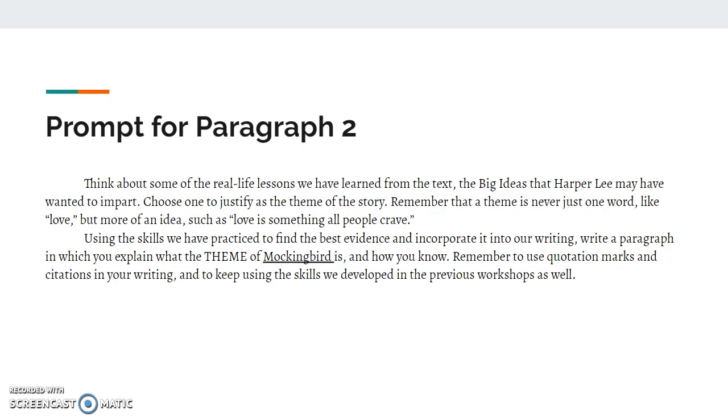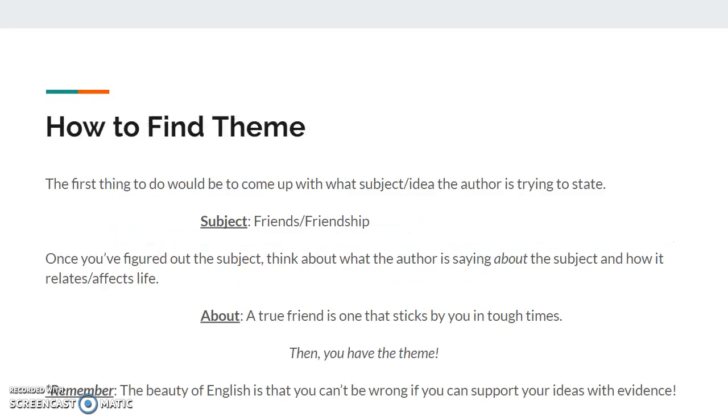Your prompt for paragraph 2, which is why I'll ask you to go back into your portfolio, is to choose one of those real-life lessons, one of the themes we've seen in the text, and explain how you know that that's a theme in the text. So in some ways it's easier than our last prompt. You're just talking about one lesson, but in this one we'll focus on finding excellent textual evidence and using it well. First, though, we need to find a theme.